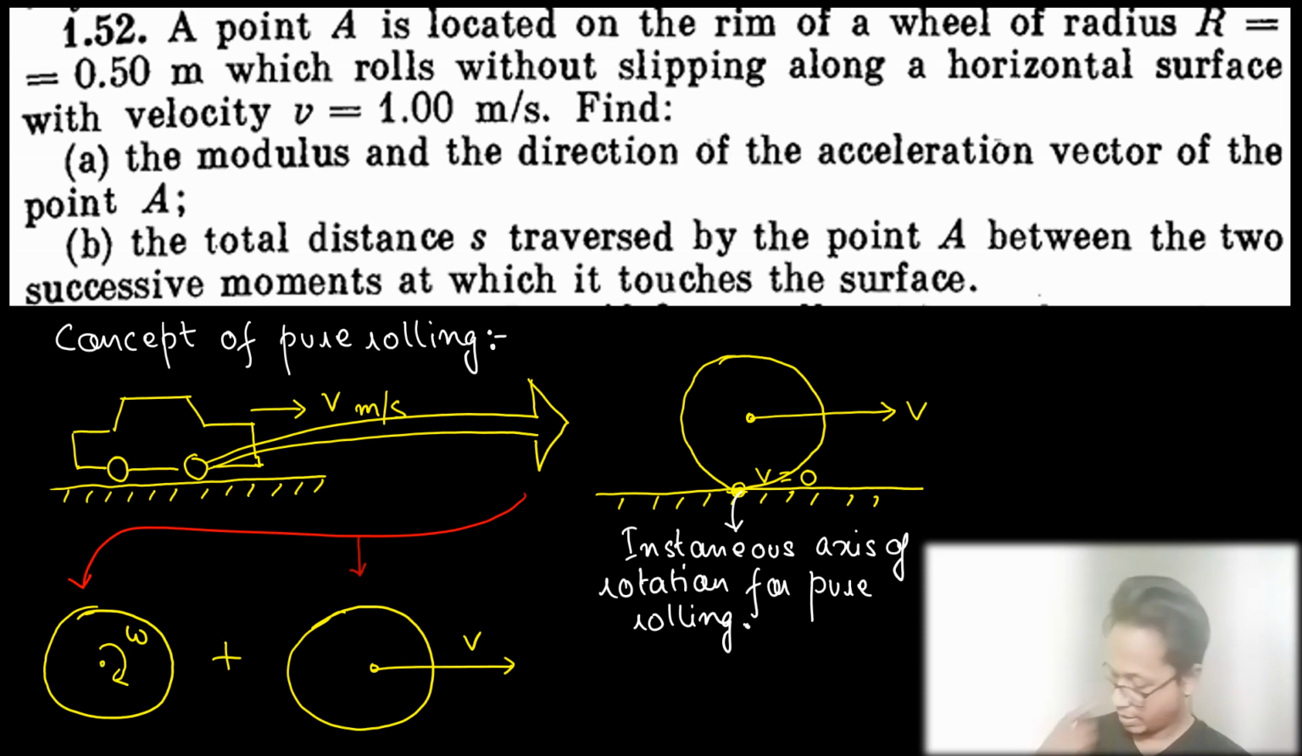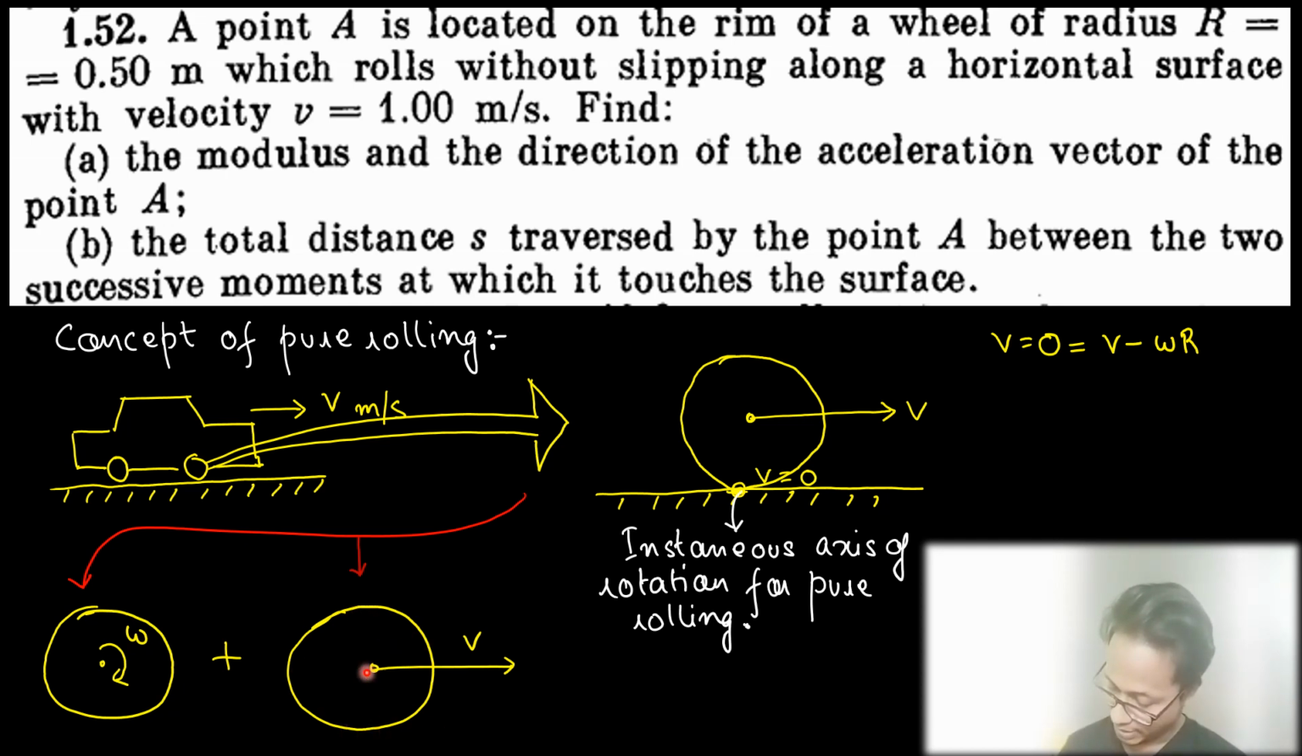Now for the bottommost point to have zero velocity, what should be the velocity at this point? The velocity at this point from sliding motion is v along this direction, and the velocity of this point due to rotating motion is omega r along this side. So can I say net velocity, which equals 0 for the bottommost point, is v on the right-hand side for sliding motion minus omega r due to rotating motion?